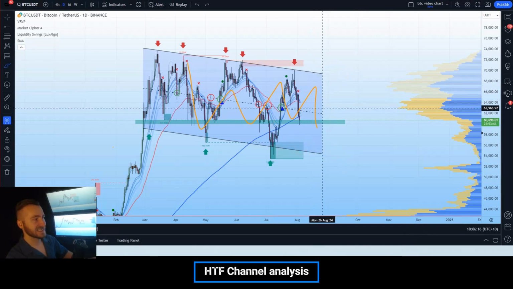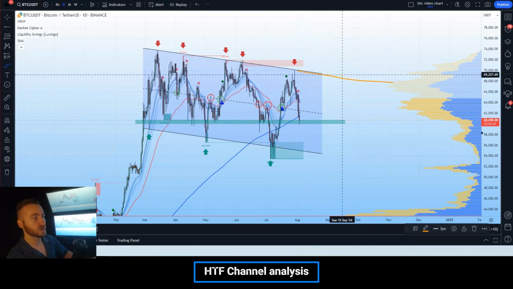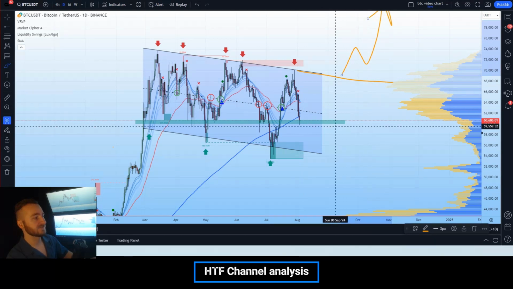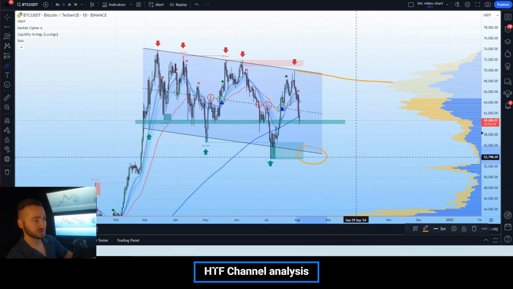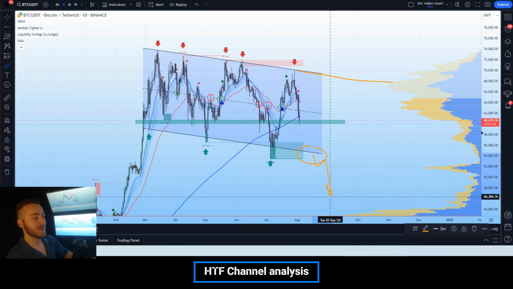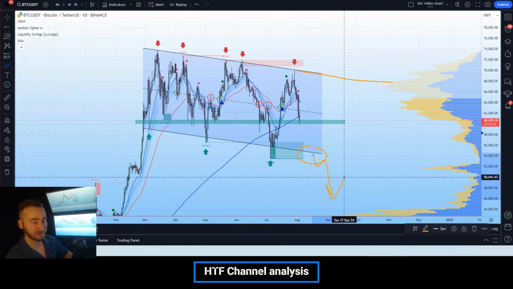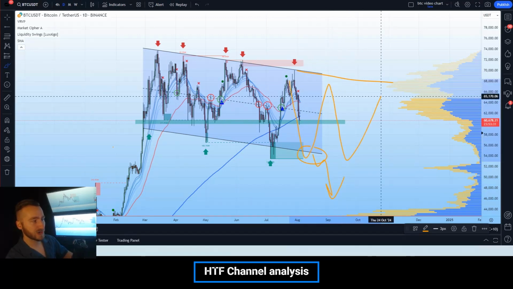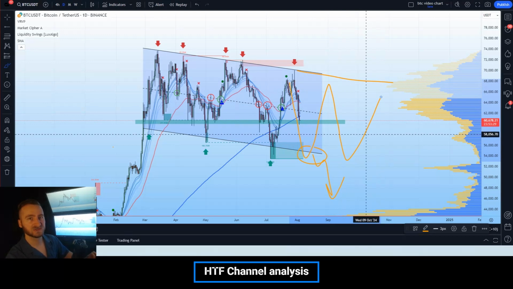In saying that, if Bitcoin breaks the downtrend, we continue massively higher. If Bitcoin breaks the downtrending support level, we continue massively lower. It is literally as simple as that. Anything between is just sideways consolidation. It is macro consolidation, but it is just sideways consolidation.